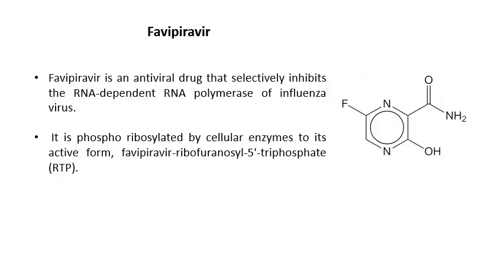Favipiravir is an antiviral drug that selectively inhibits the RNA-dependent RNA polymerase of the influenza virus. It is phosphoribosylated by cellular enzymes to its active form, favipiravir ribofuranosyl 5-triphosphate, which resembles the nucleotides. As a result, it inhibits viral replication.